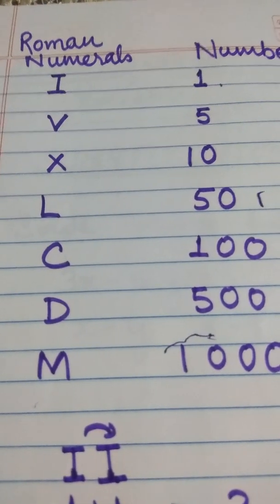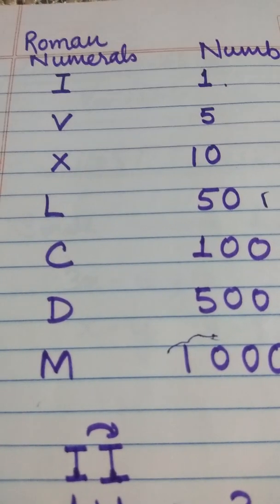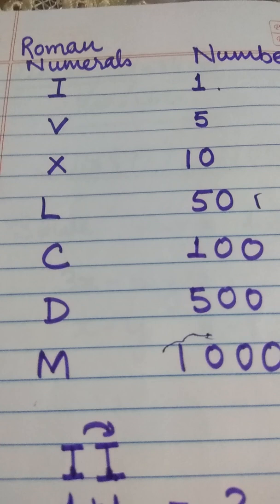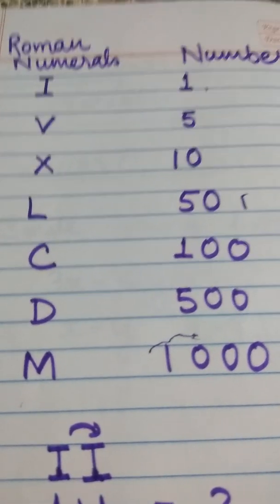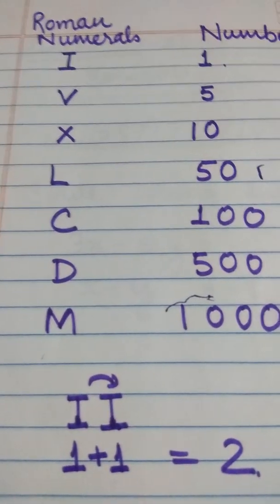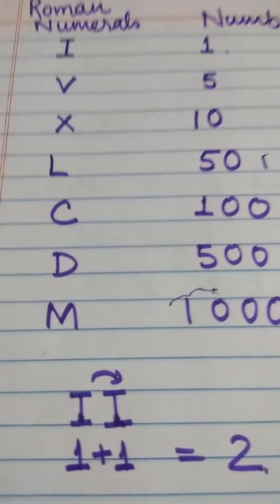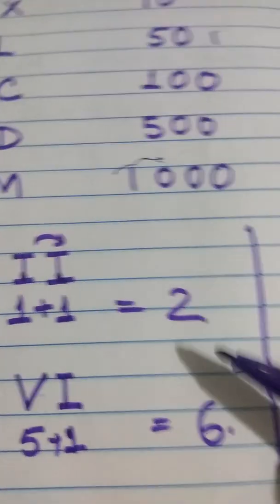Some of the symbols like V, L and D are never repeated. And usually the rule is, with a few exceptions, that on the right side if a smaller or equal value is written, it is added, and from the left side it is subtracted. You can see this with this example.